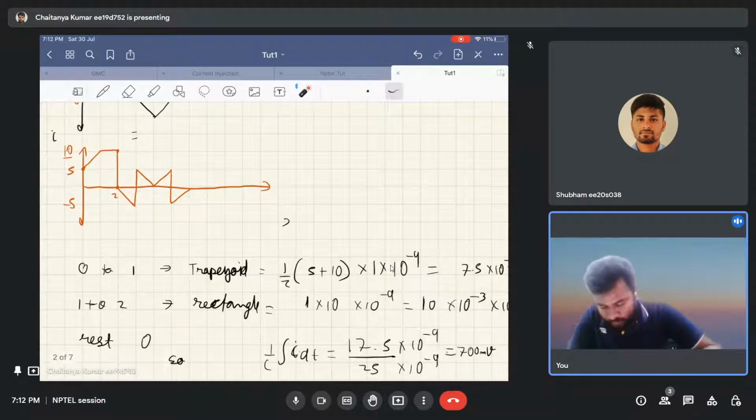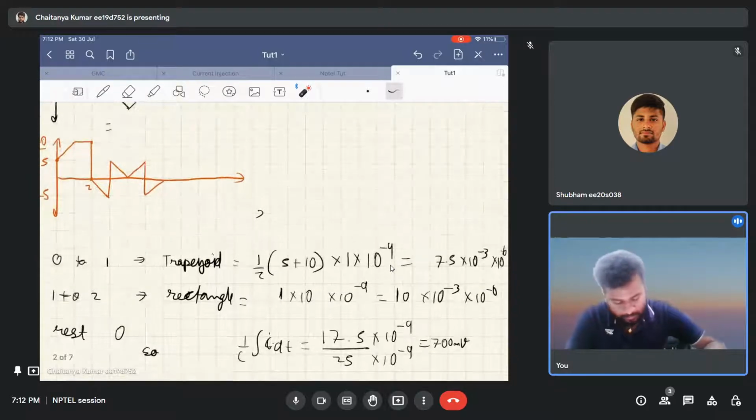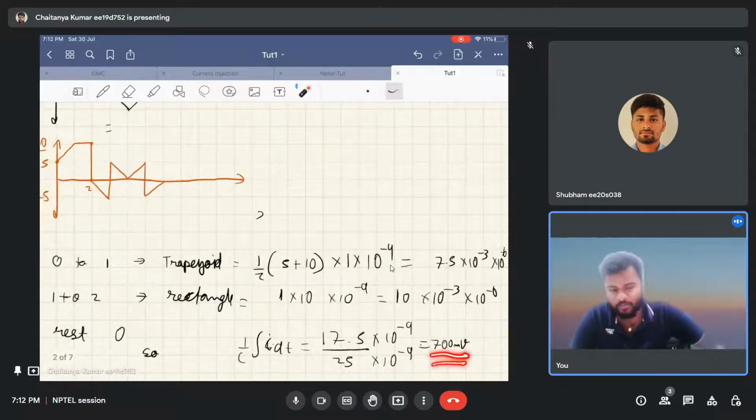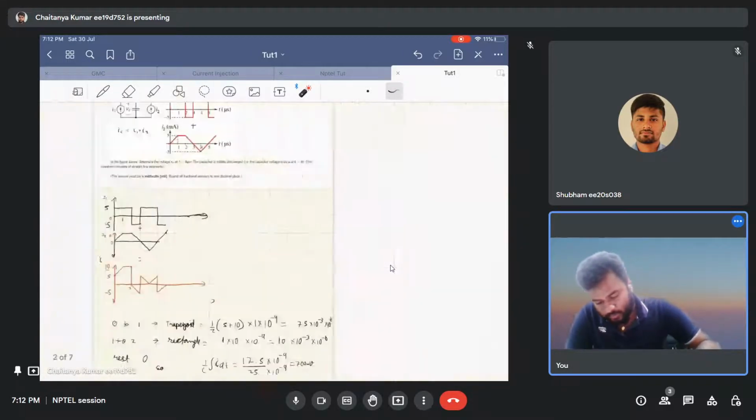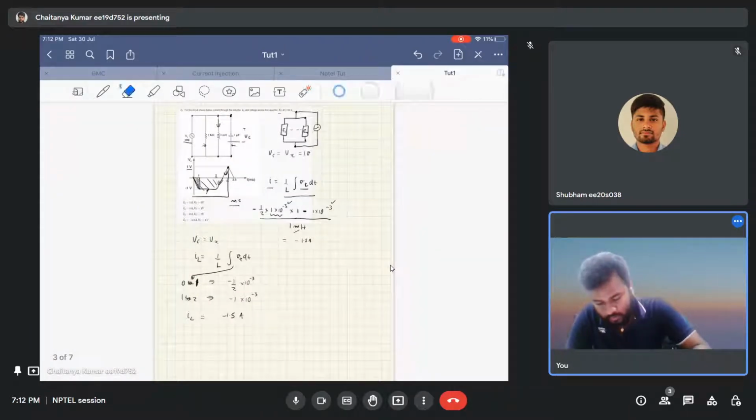The other thing is that basically you need to find the area under the curve and then divide it by the capacitance. It comes out to be 700 millivolts. So let's move on to the next question.